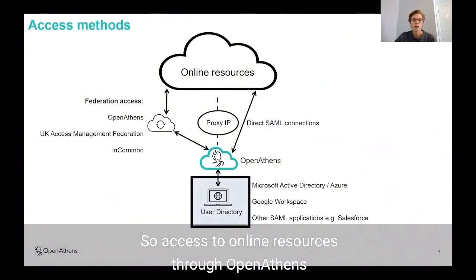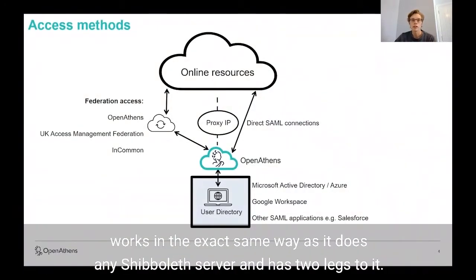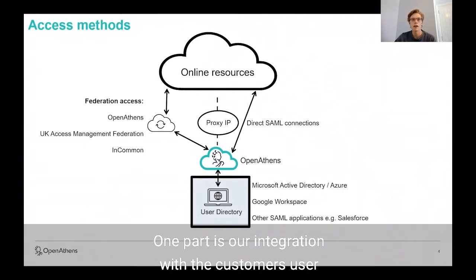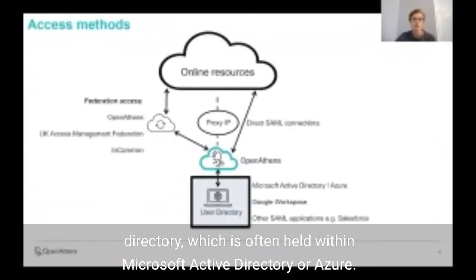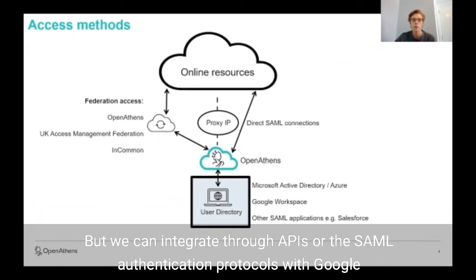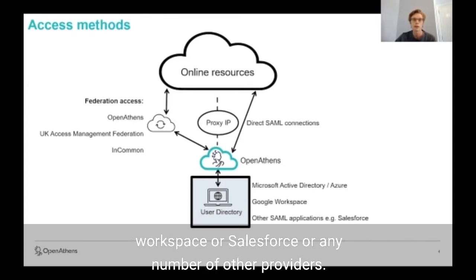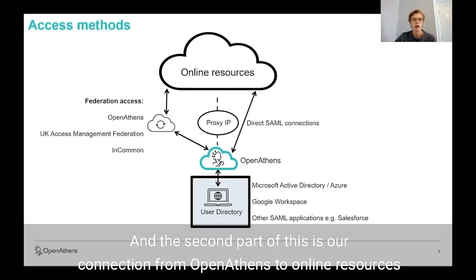So access to online resources through OpenAthens works in the exact same way as it does any Shibboleth server. There's two legs to it. One part is our integration with the customer's user directory, which is often held within Microsoft Active Directory or Azure, but we can integrate through APIs or the SAML authentication protocol with Google Workspace or Salesforce or any number of other providers. And the second part of this is our connection from OpenAthens to online resources.